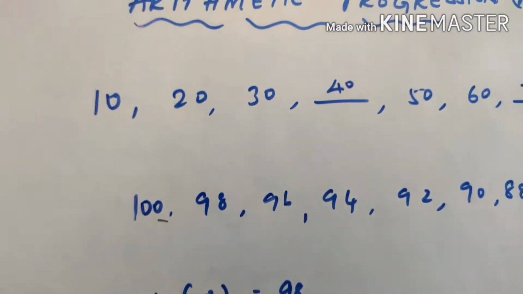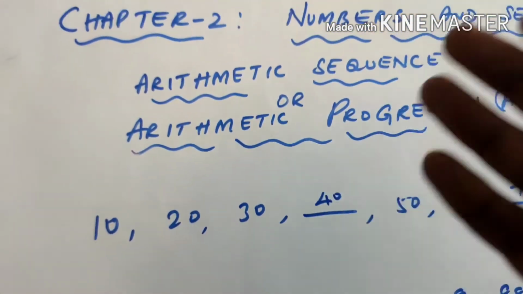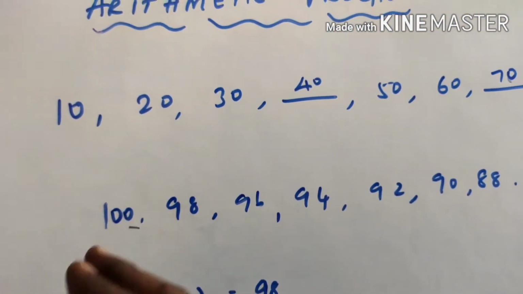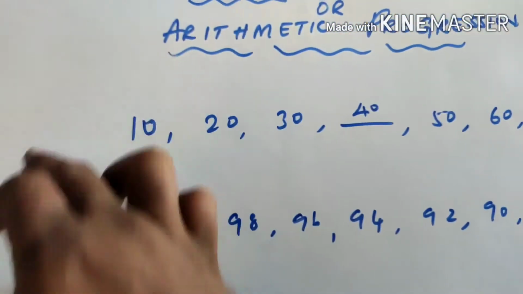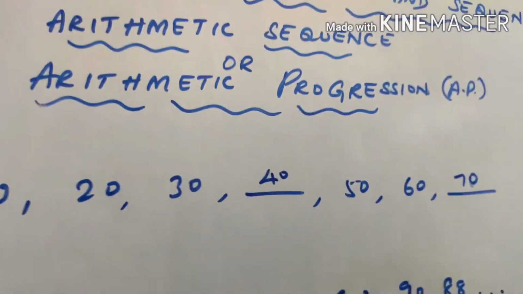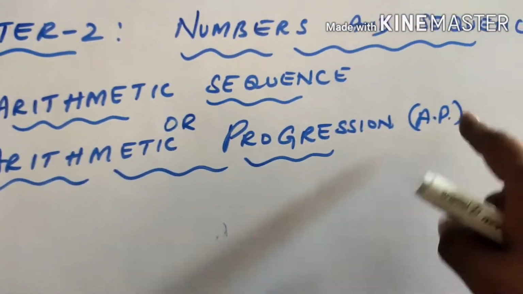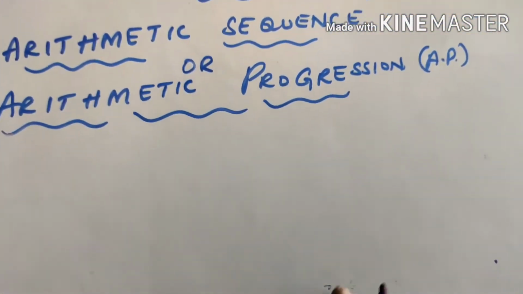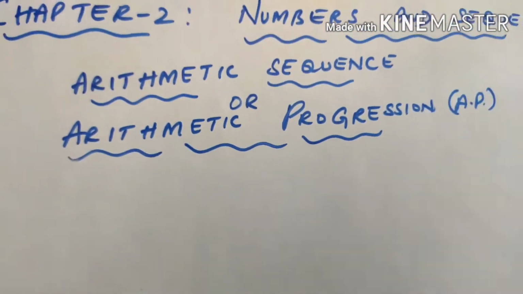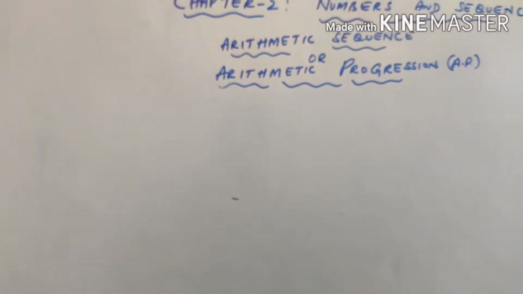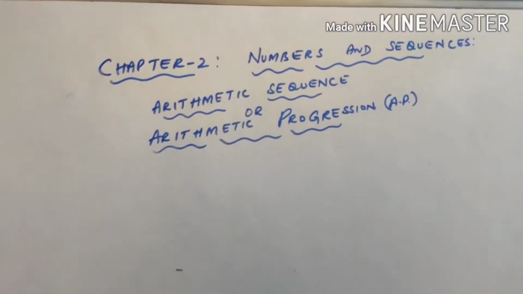So like that you can say an arithmetic sequence is a sequence in which a common number is added to get the complete sequence. Okay, this is arithmetic sequence, or arithmetic progression, or AP. So this is the introduction, that is what AP is. Now we are going to see some basic formulas we are going to study in this concept.